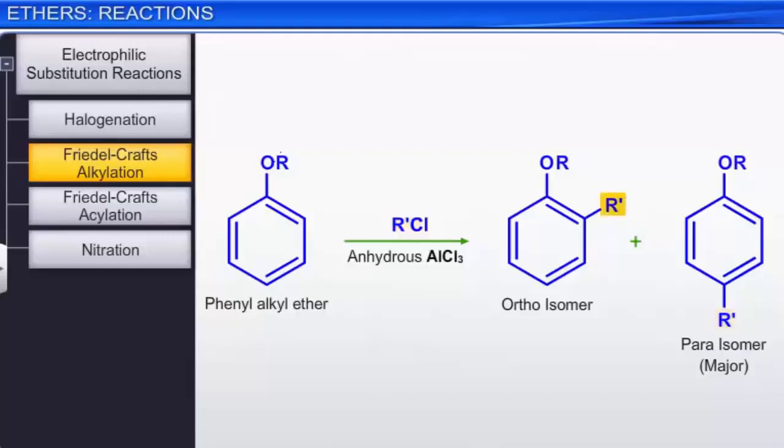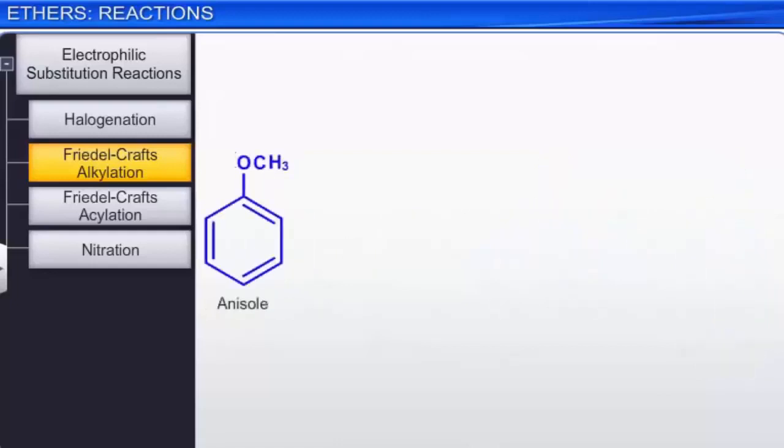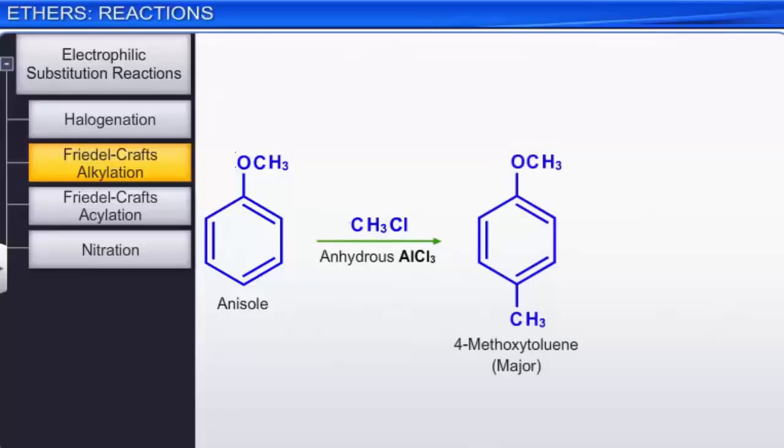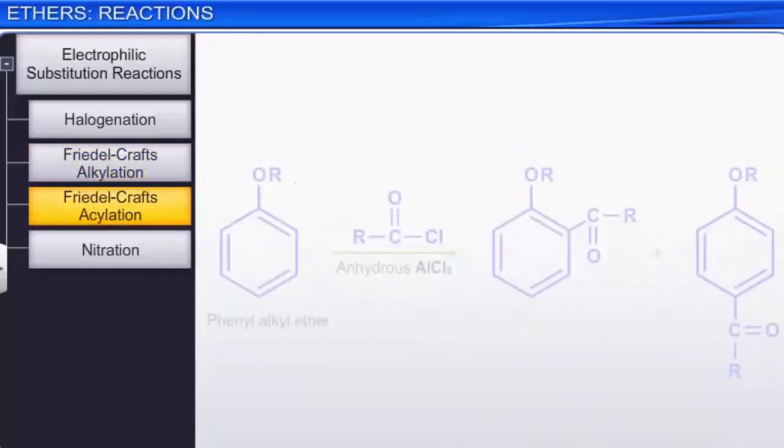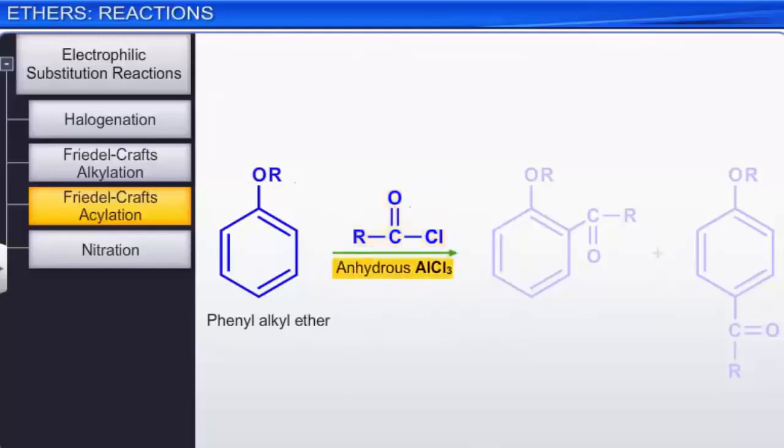For example, anisole reacts with methyl chloride in the presence of anhydrous aluminium chloride to form 4-methoxytoluene, which is the para isomer as the major product, and 2-methoxytoluene, which is the ortho isomer as the minor product. Friedel-Crafts acylation reactions are also possible. Phenyl alkyl ether reacts with an acyl chloride in the presence of anhydrous aluminium chloride as a catalyst. This introduces the acyl group at the para and ortho positions.